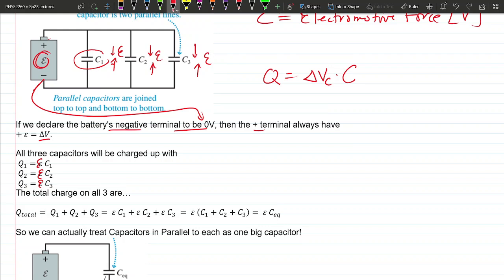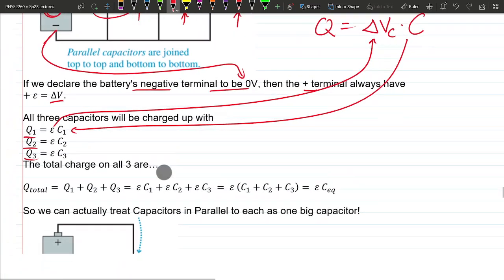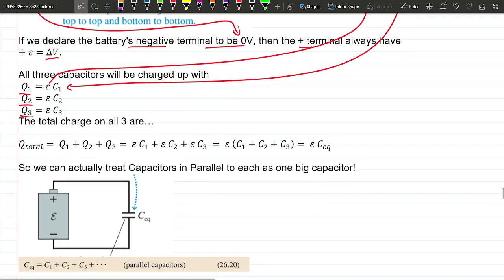All right, so the total amount of charge here. We have this equation: if we know the voltage across the capacitor and multiply by the capacitance, we figure out how much charge is on each capacitor. Therefore, the total charge across all three capacitors combined is just charge 1, charge 2, charge 3. You have 10 coulombs, 20 coulombs, 30 coulombs. You add them all up, you get 60.